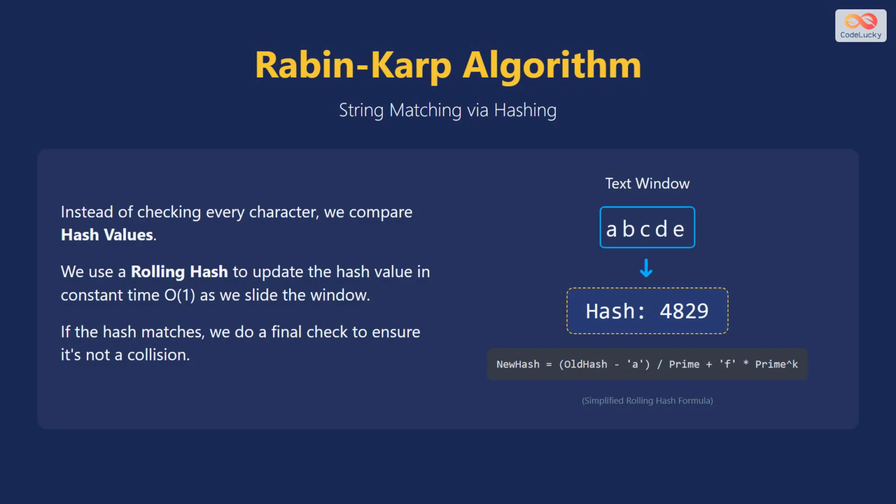Rabin-Karp takes a different approach using mathematics. Instead of comparing characters one by one, it converts strings into numbers using hashing. It slides a window across the text, calculating the hash of the current window. If the hash matches the pattern's hash, we likely found a match. Using a rolling hash technique, we can recalculate the hash for the next position instantly.